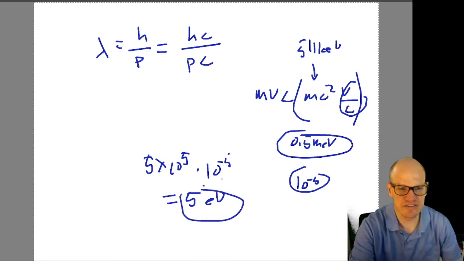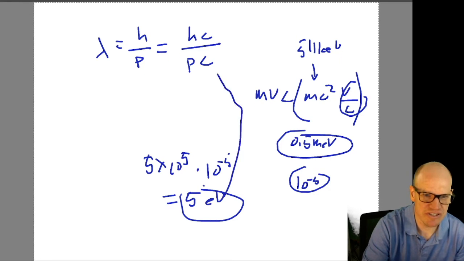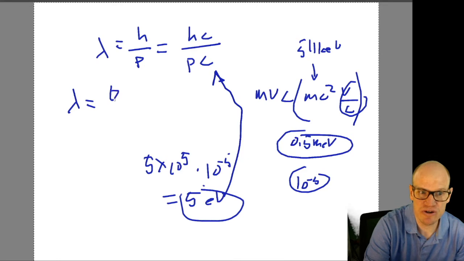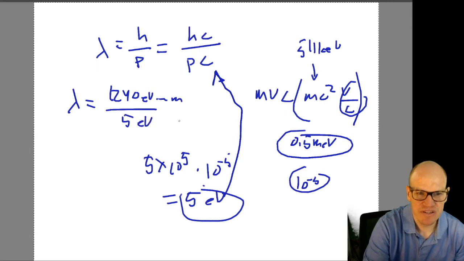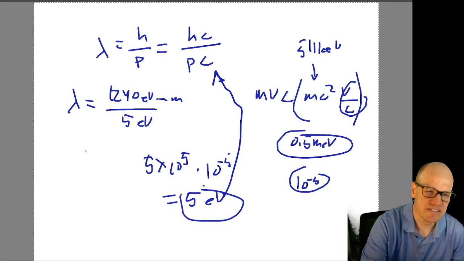There we go, there's the math. If I pick the numbers right, then the math is easy. And now I take this and put it up in here, and I get lambda is equal to hc, which is 1240 eV nanometers, divided by 5 eV. And so for these slow-moving electrons, 1,000 divided by 5 is like 200 nanometers.